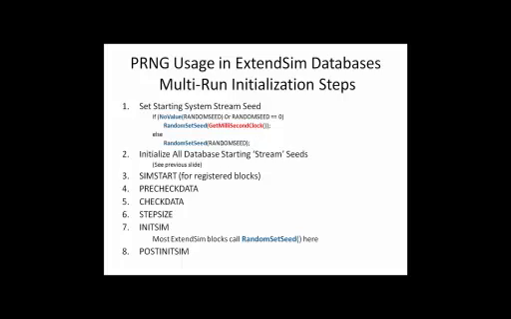And here's the use of that random seed parameter that we talked about earlier. This can either be 0 or blank, or it can be a positive value. If it's 0 or blank, then what we're going to do is set the starting system stream seed to essentially the current value of a millisecond clock.